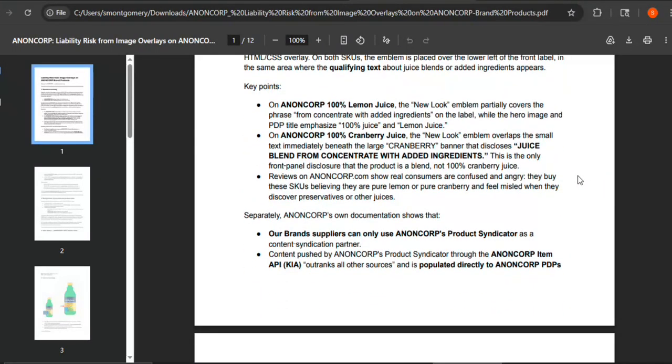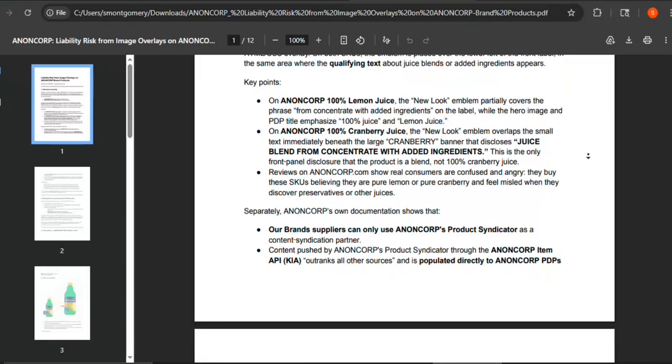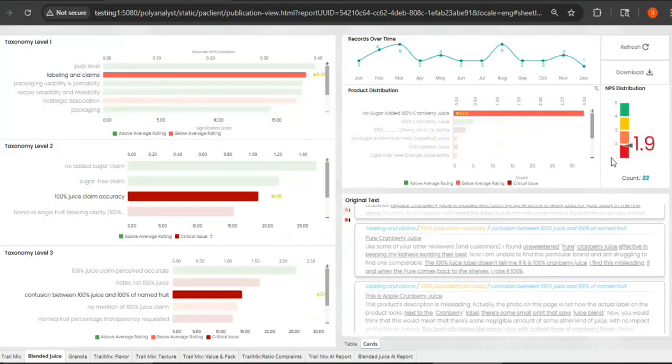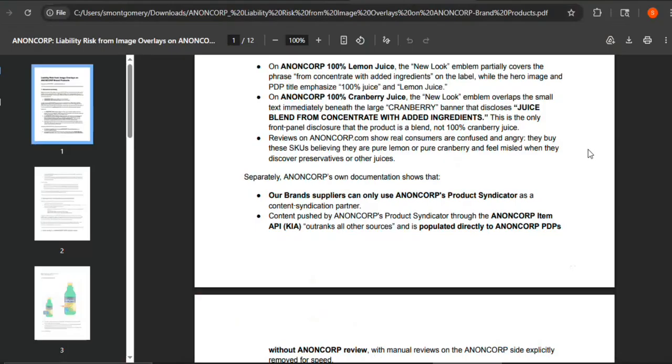And again, there's liability here because you simply have to make these disclosures, and if you fail to make the disclosures, and particularly if there's evidence that the customer is being materially deceived, as there is in this case, by virtue of the star rating and the negative reviews, then that can get you in trouble with the FDA.